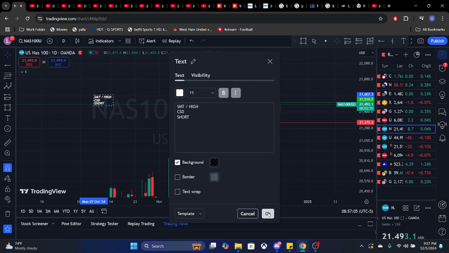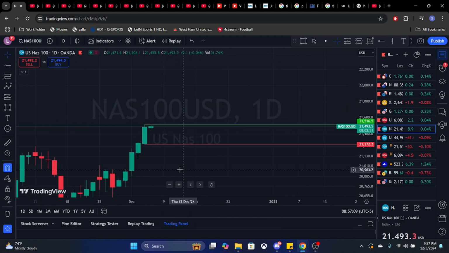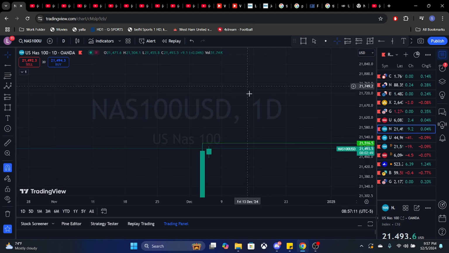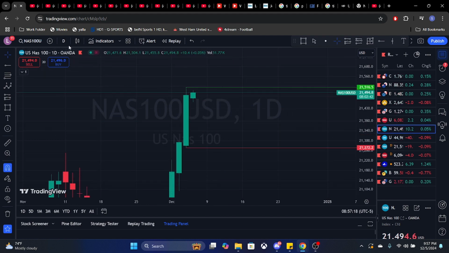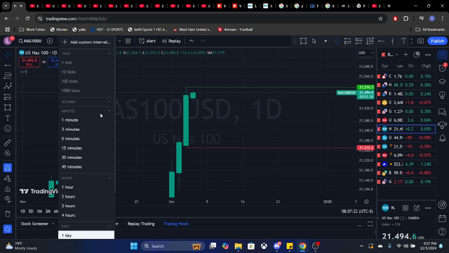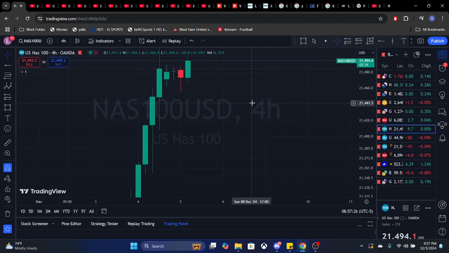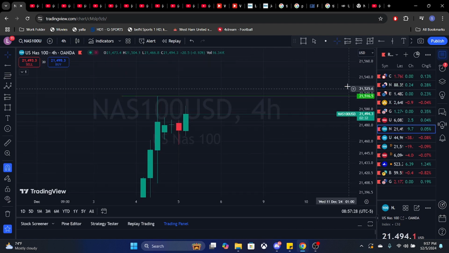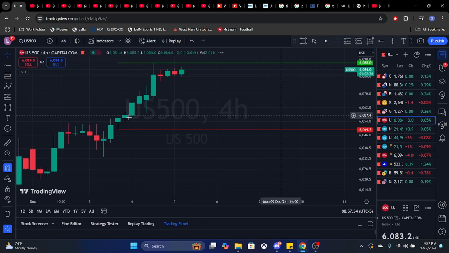Looking at this market on a daily, there is really nothing to look for if we're going to use a fair value gap, because this is already a breakaway gap. Let's go to the 4 hour. On the 4 hour, it's still the same thing. We didn't do anything really to test anywhere. We just kept going higher and higher.